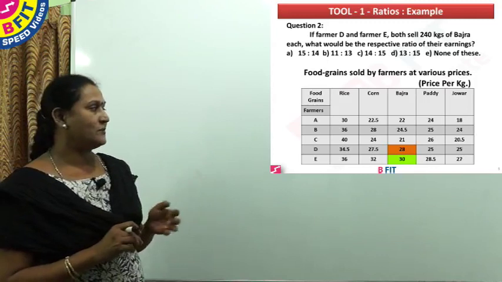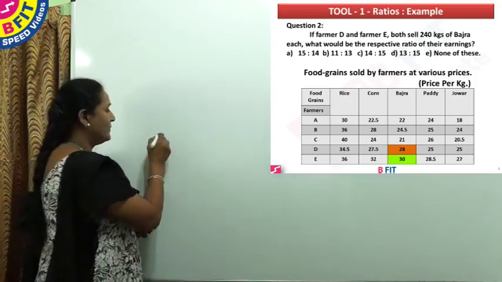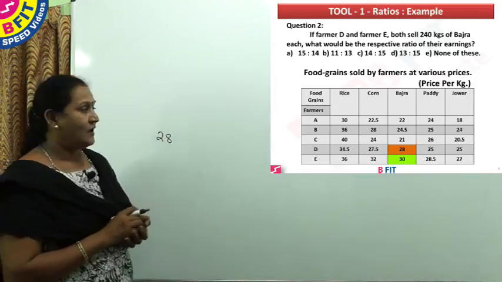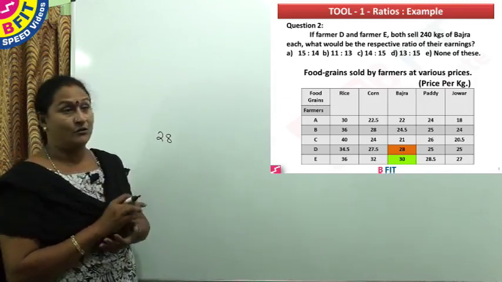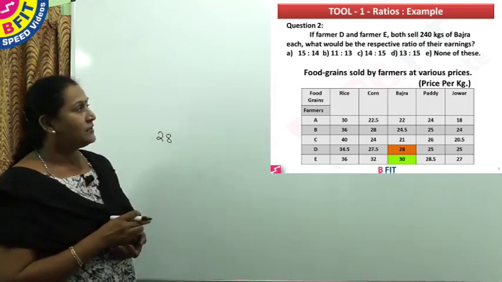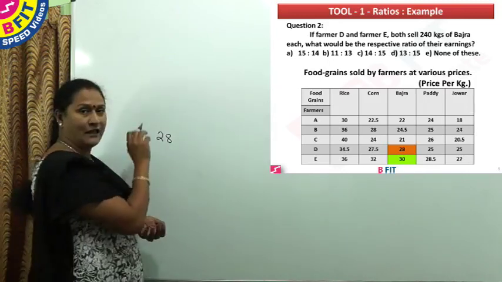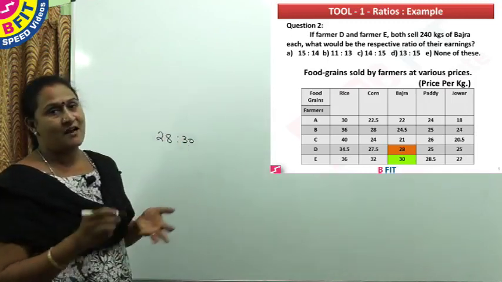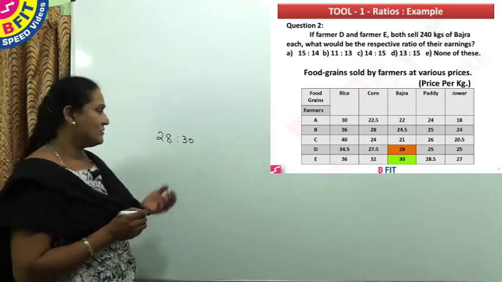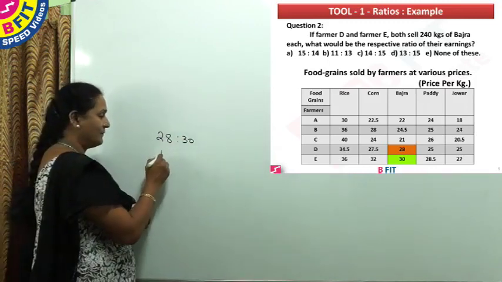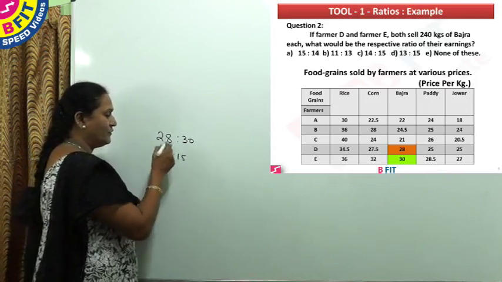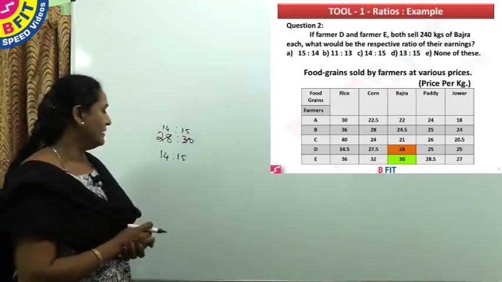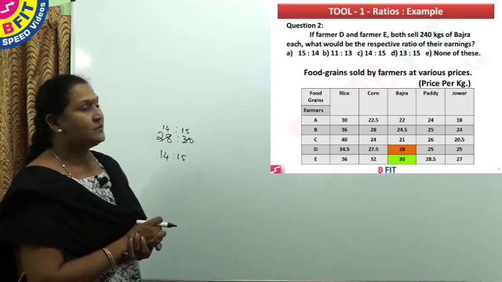Now what is the cost at which farmer D is selling bajra? That is 28. So his earnings are 240 into 28, and for E it is 240 into 30. No need to take that. Just simplify the cost per kg, so we arrive at the answer. Now what is the common factor here? As both are even numbers, cancel this with 2. So 14 and 15. Cancelling out the common factor, it is 14 is to 15 and it is option C.